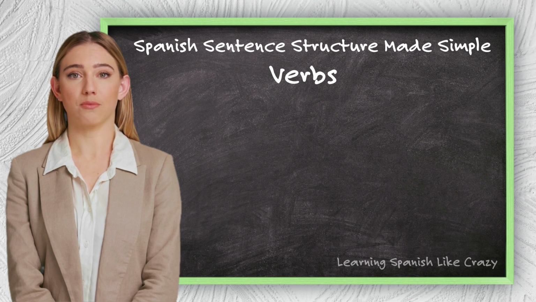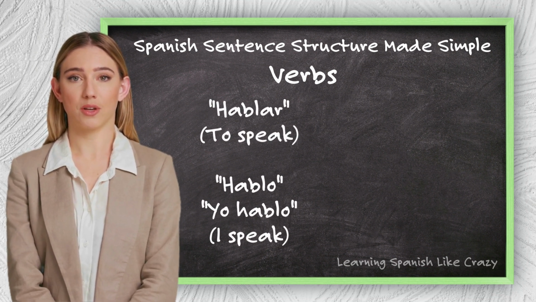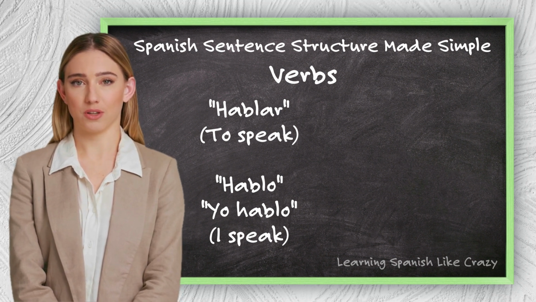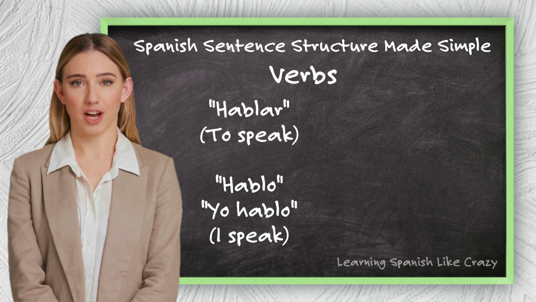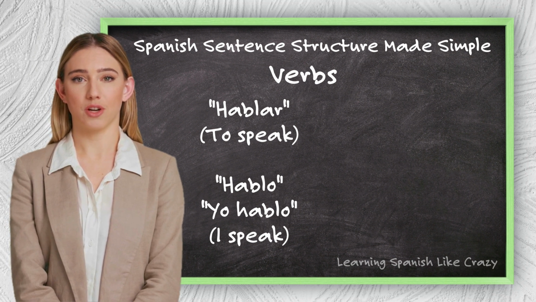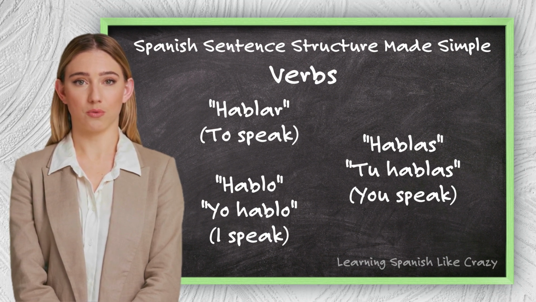For example, Hablar means to speak. When conjugated with the subject pronoun I, it becomes Hablo. Yo hablo. Similarly, with the subject pronoun you, it becomes Hablas. Tú hablas. It's important to remember that verbs also change depending on the tense, indicating when an action takes place.